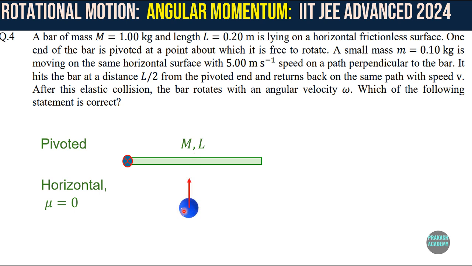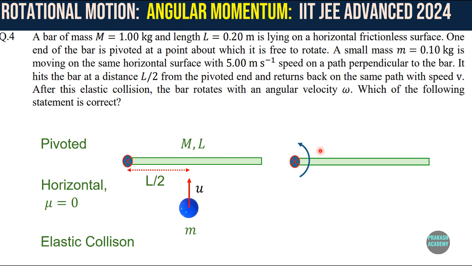The mass of this bar is m and length is L. A ball is moving towards this bar and the velocity of this ball is perpendicular to the bar, and it collides at a distance of L by 2 from the pivot. Mass of the ball is given, that is a small m, and velocity is also given, that is u. Now the collision between bar and the ball is an elastic collision.